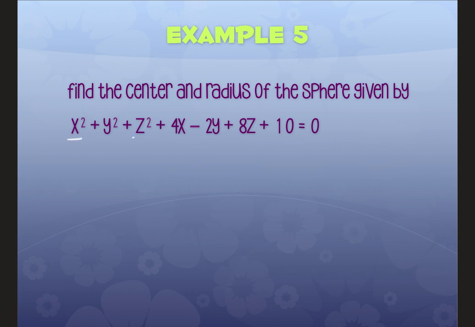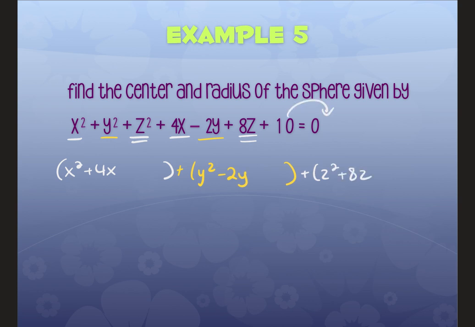We're going to group together the x squared and the 4x. We're going to add the y squared, then minus 2y. And we're going to lastly group the z squared and the 8z, and we're going to bump that 10 to the other side.